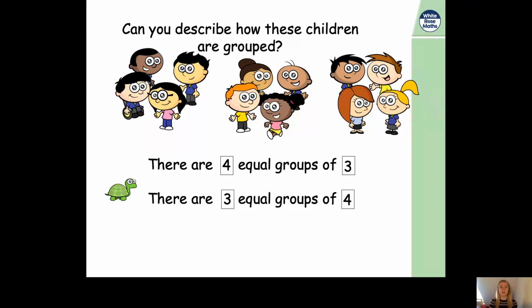Okay, let's work it out together. So how many groups are there? There's 1, 2, 3 equal groups. And how many in each group? Well, in the first group, there's 1, 2, 3, 4 children. And if we know that they're equal, then we know that there must be 4 in each group. So therefore, there are 3 equal groups of 4. But if we rearrange the children into different groups, we could also make 4 equal groups of 3, couldn't we? Fantastic.